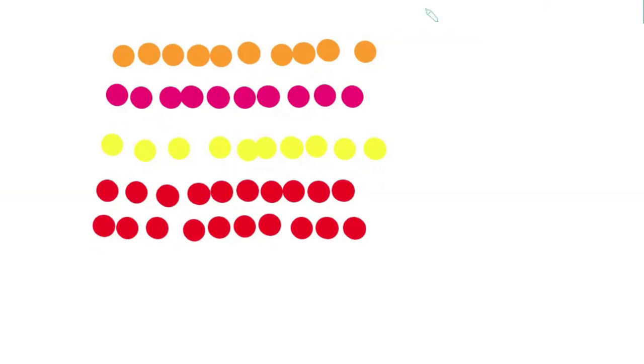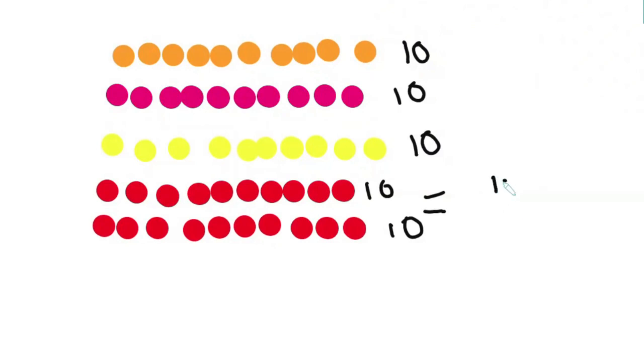Okay, so each of these rows have 10 dots in them. 10, 10, and 10. There's 10 here and there's 10 here. But we're going to count these red ones all together. So what do you think? How many is 10 and 10? How many all together? What's 10 plus 10?